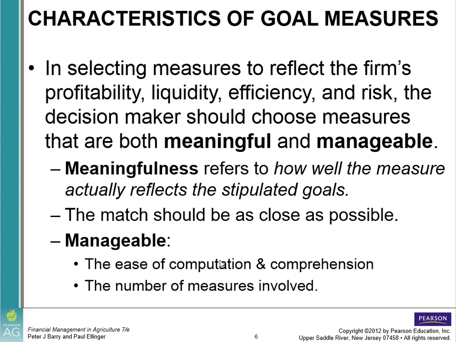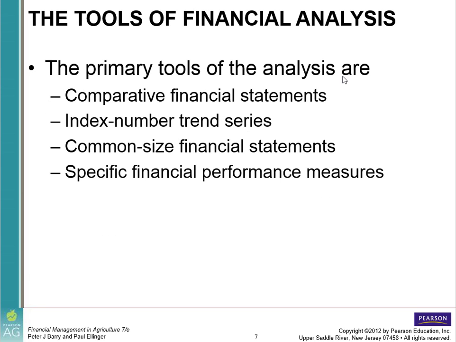And then of course, they have to be manageable. That is, the ease of computation, and so they should be easy to compute and to comprehend. And then of course, the number of measures involved should be manageable. So we'll be looking at four main tools of analysis. Okay, so we have the comparative financial statements, you have the index number trend series, and the common size financial statements, and of course the specific financial performance measures.